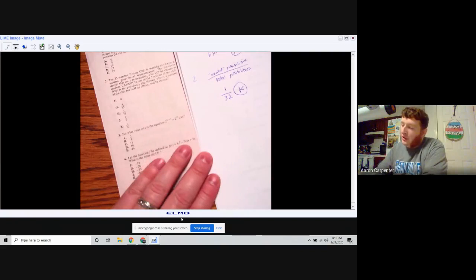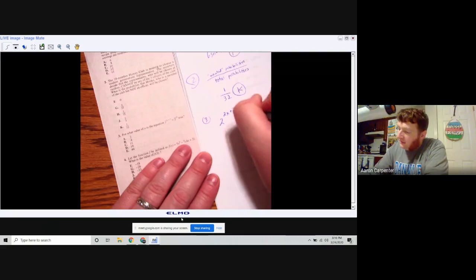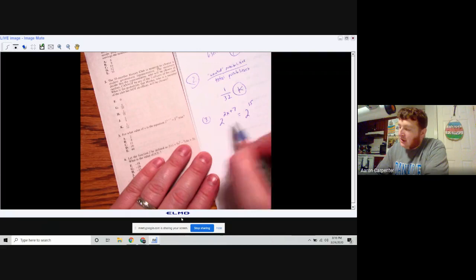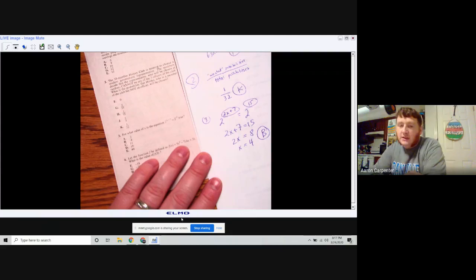For what value of x is the equation 2 to the 2x plus 7 equal to 2 to the power of 15 true? They're hoping this scares you away. The base of both sides is 2, so that doesn't matter. Really, you just care about when is 2x plus 7 equal to 15. So you would subtract 7, 2x is 8. You would divide by 2, x is 4. And that was what they were asking for, the value of x. So 4 is choice B. This would also be a problem where you could guess and check pretty efficiently.